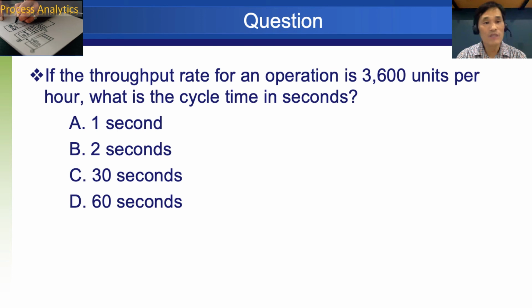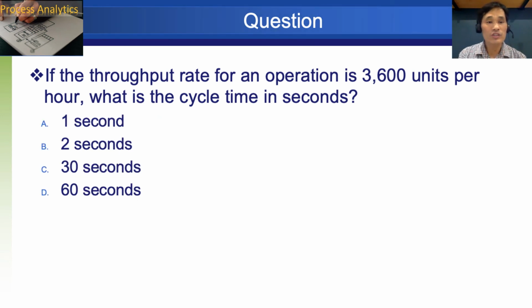Next question. If the throughput rate for an operation is 3,600 units per hour, what is the cycle time in seconds? So we learned that throughput rate is 1 over cycle time from Little's Law. So if you put that into this formula, then it will be 1 over 3,600 per hour times 3,600 seconds, which yields 1 second. So the answer is A.